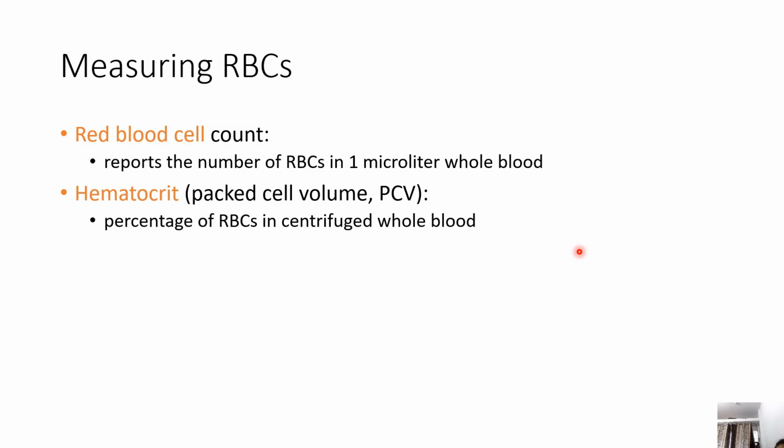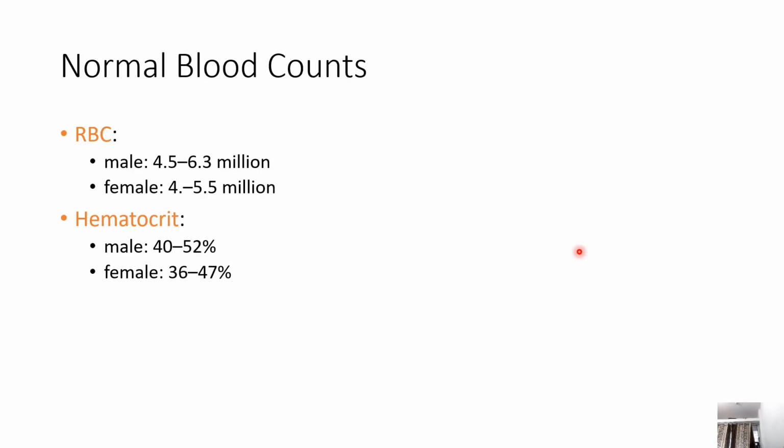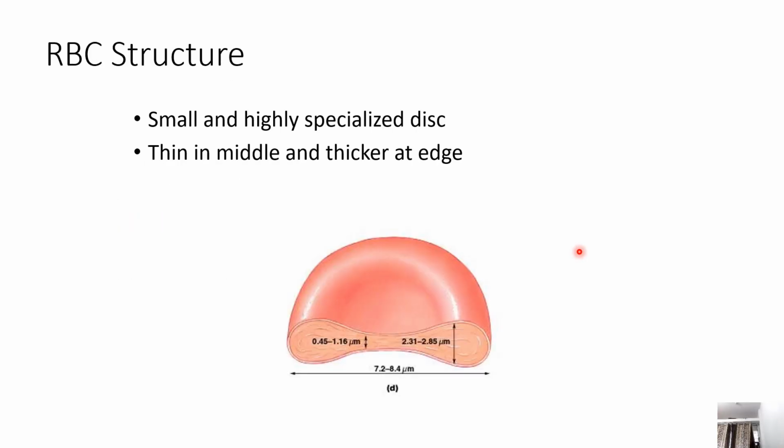RBC count reports the number of RBCs in 1 microliter of whole blood. Hematocrit is the percentage of RBCs in centrifuged whole blood. Now, RBC in males is 4.5 to 6.3 million. In females it's 4 to 5.5, a little less. Whereas hematocrit, you can see the values.